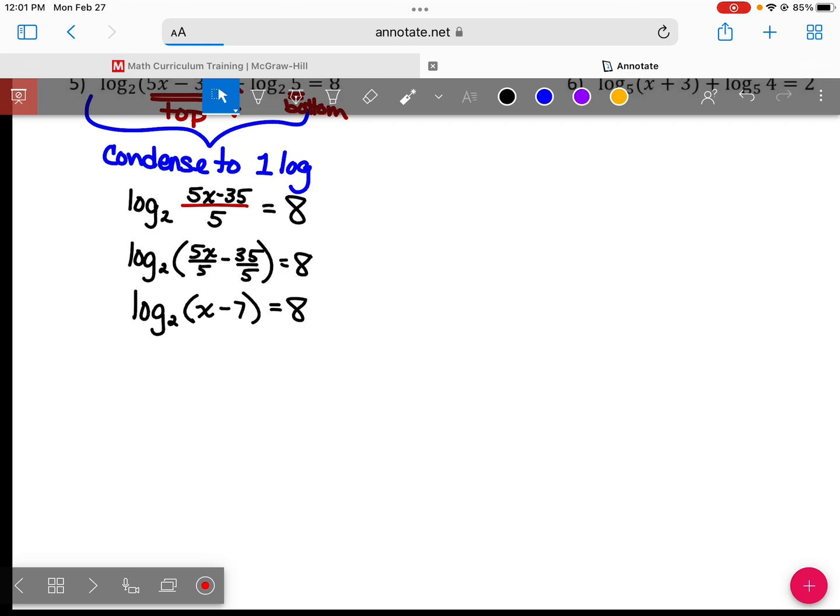Where we are right here, this reminds me a lot of what we were doing on the very front side of the packet of these notes. Because we need to try to find x.